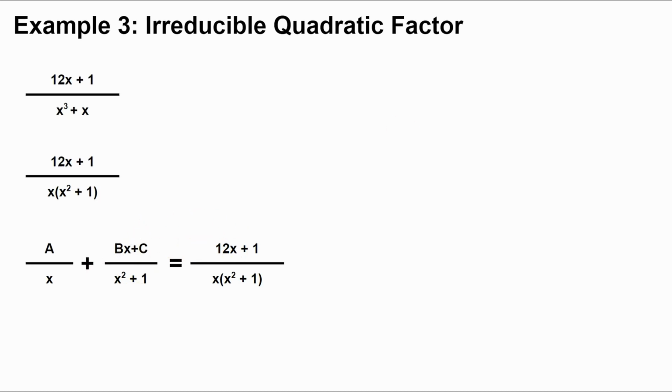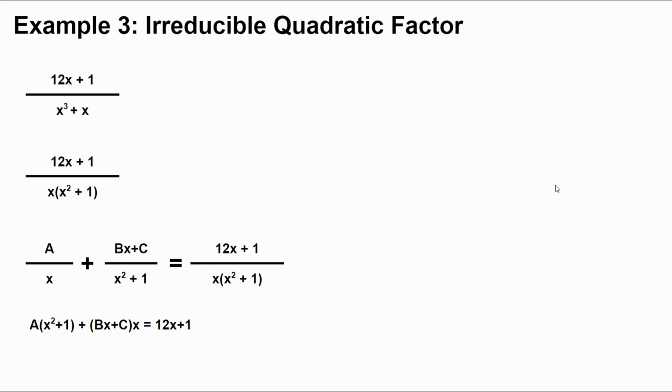Anyway, let us get started canceling out our values. So again, we're going to get rid of the x and x squared plus 1 for each of these terms. So multiplying by x times x squared plus 1, x squared plus 1 cancels out here, and then x squared plus 1, and then times x here, the x cancels out. So what we're left with is a times x squared plus 1 plus bx plus c times x, all equal to 12x plus 1.